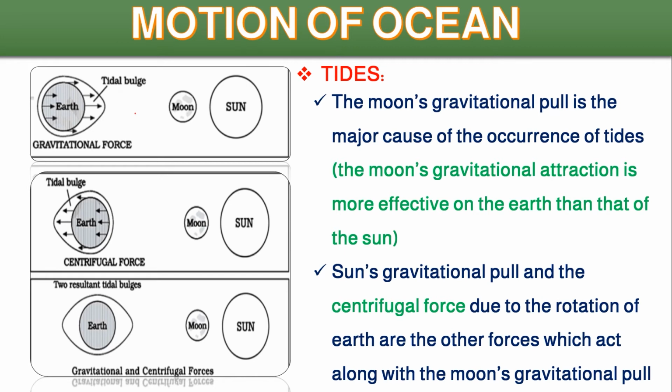The moon's gravitational pull is the major cause of the occurrence of tides. The moon's gravitational force is the main cause for the creation of tides. The sun's gravitational pull and the centrifugal force due to the rotation of the earth are the other forces which act along with the moon's gravitational pull. So this is about tides.